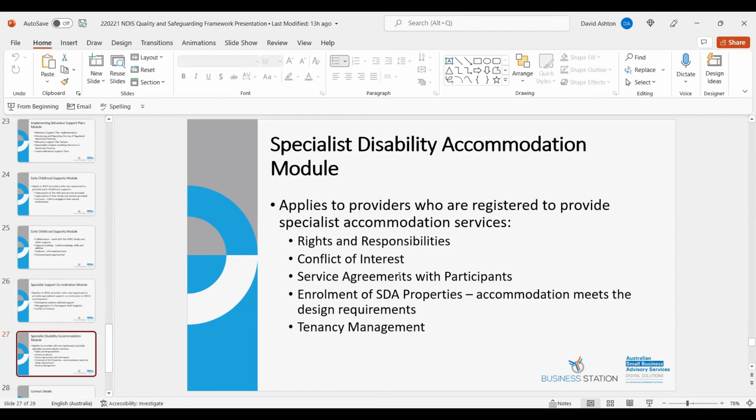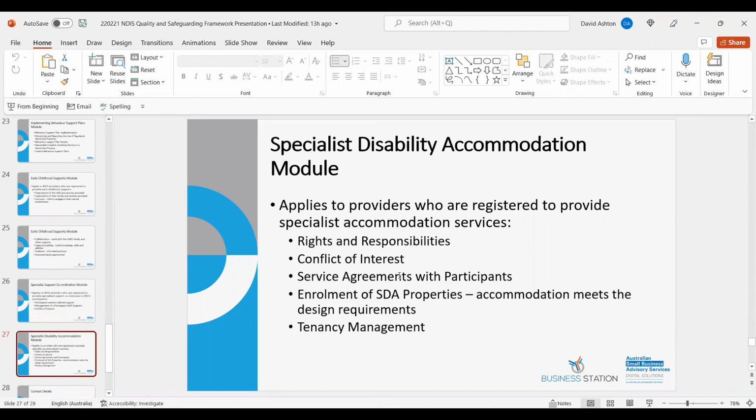Each participant's access to specialist disability accommodation dwellings is consistent with their legal and human rights, and they are supported to exercise informed choices in this regard. So you need to make sure that the client is across their legal and human rights, provide information about that. Any agreements or contracts entered into have been clearly explained to the client before they enter into that. And each participant's autonomy is respected whilst living in that accommodation.